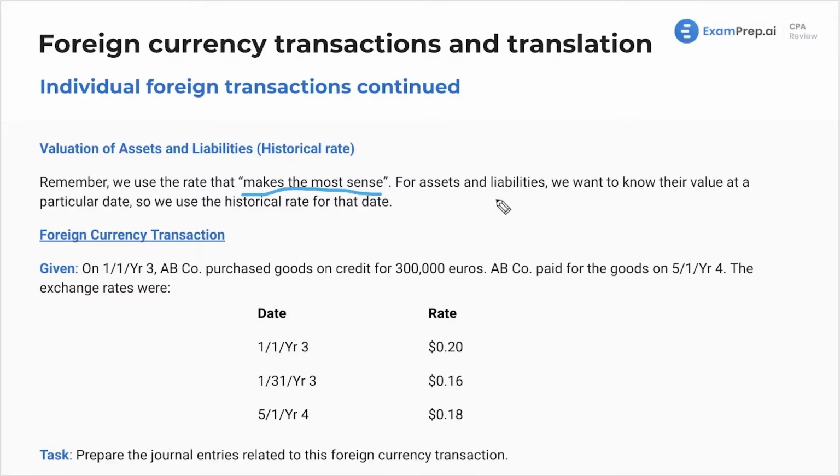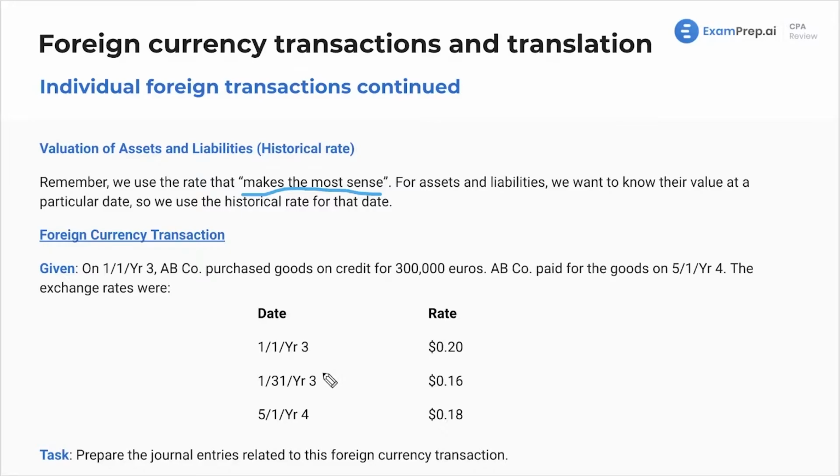For assets and liabilities, we want to know their value at a particular date, so we use the historical rate for that date. Now, the current rate, the historical rate, the spot rate, all those are the same rate that we are using for a particular day. So on 1/1 year 3, AB company purchased goods on credit for 30,000 euro. AB paid for the goods on 5/1 year 4. The exchange rates were as follows.